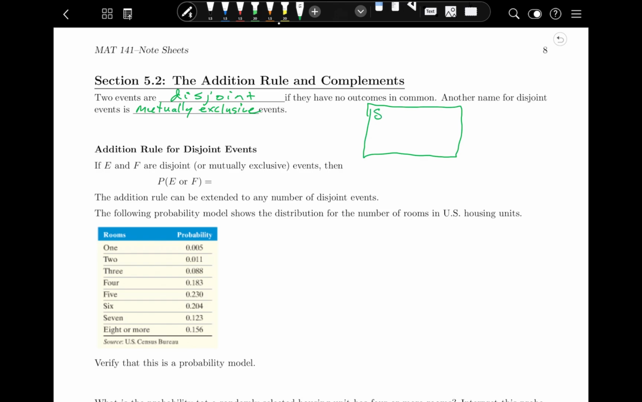If this rectangle represents my entire sample space, then I can draw a circle to represent event E, and a circle to represent event F. Notice if they're disjoint, they have no outcomes in common. So if you knew the probability of each, the easiest way to find the total would just be to add them together. The probability, for two mutually exclusive events, of one or the other is the probability of E plus the probability of F. If they don't have anything in common, you can simply add their probabilities together.